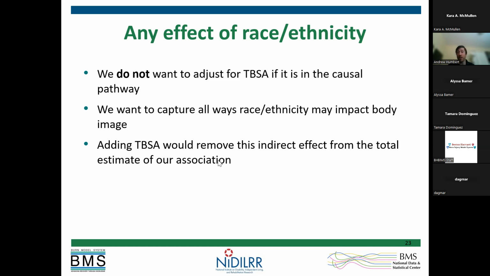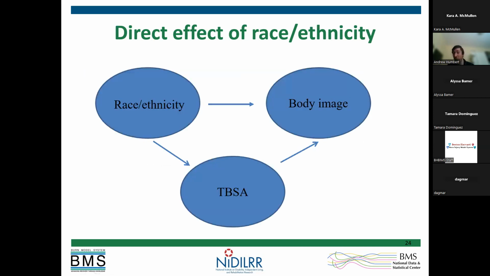Kind of contrasting that with, if we refine our question a little more, rather than just any effect, we're now interested in, what's the direct effect of race and ethnicity? I'm not looking at any effect across any avenues. I'm looking at a very, very specific effect that's only this direct arrow from race and ethnicity to body image. In that case, we want to eliminate this causal pathway from our estimate, because we only want to capture the precise estimate for this specific pathway, not all the pathways from race to body image.